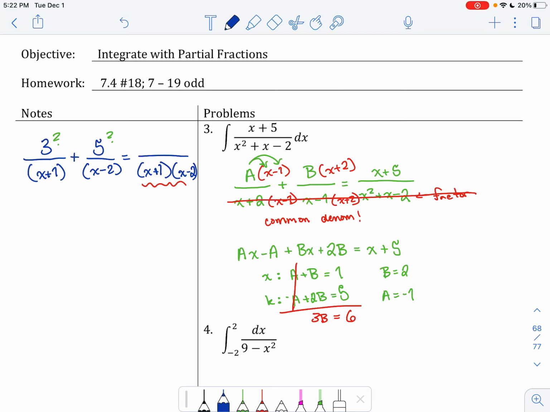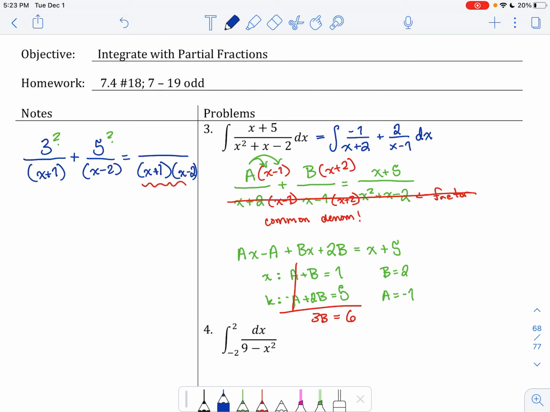Now that took a little bit of time, but the idea is that this takes us from this very challenging integral to a simpler form. A is negative 1, so we have negative 1 over x plus 2, plus b, which is 2 over x minus 1. That is the same as that big rational expression here, and now we can just integrate those.